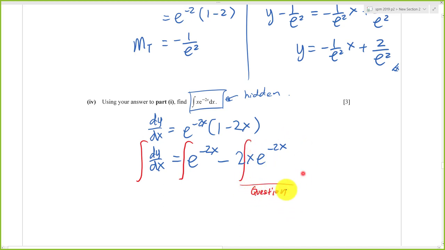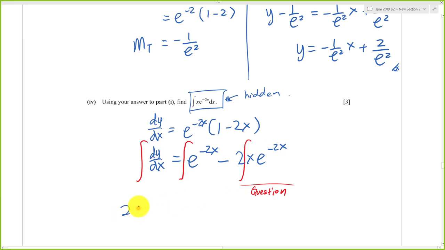Since my question is here, that means I need to make this one the subject. This is my whole objective. But this is negative 2, so maybe I can move the whole thing to the other side, become positive 2. And then when I integrate dy/dx, I will get y, and I have the equation of y above. If you are able to see that, then I'm going to do it for you.